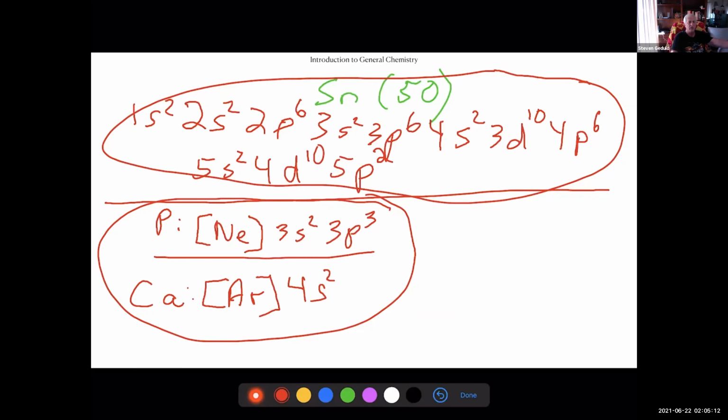Know where your S's are. Know where your P's are. Know where your D's are in the center and your F's on the bottom. And know that S's, you're always going to start with 1. The P's, you're always going to start with 2. The D's, you're always going to start with 3. And the F's, you're always going to start with 4. Okay, so those are your configurations. I think that is what they have for this chapter.